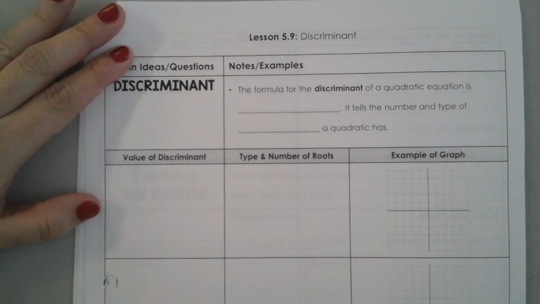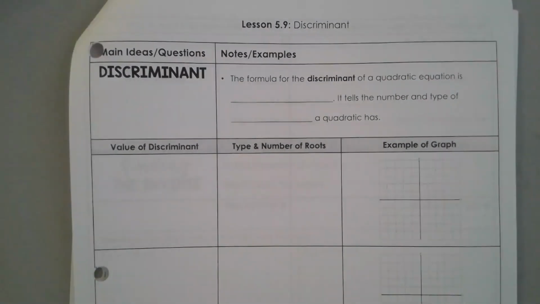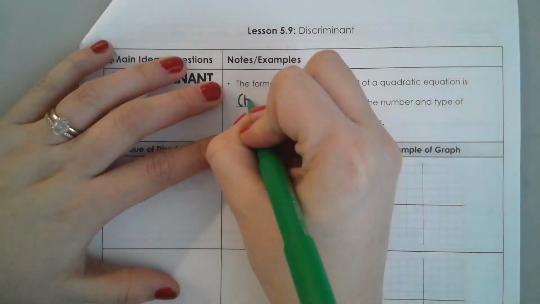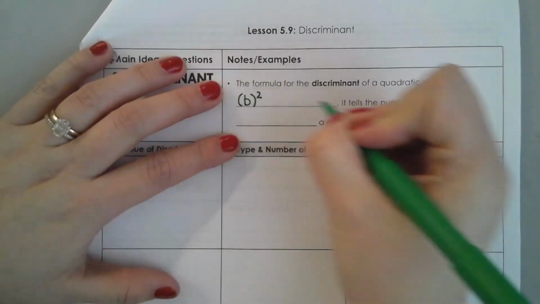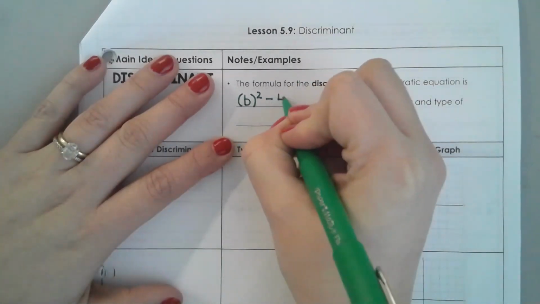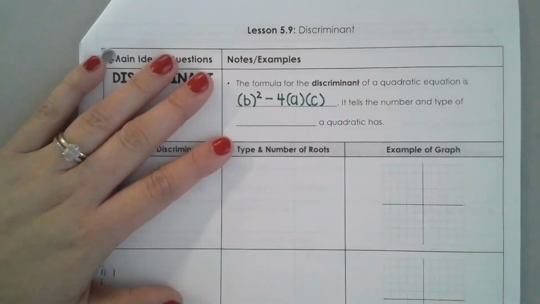Discriminant. So, a formula, and here is that formula. It's pretty short. B squared minus 4AC.